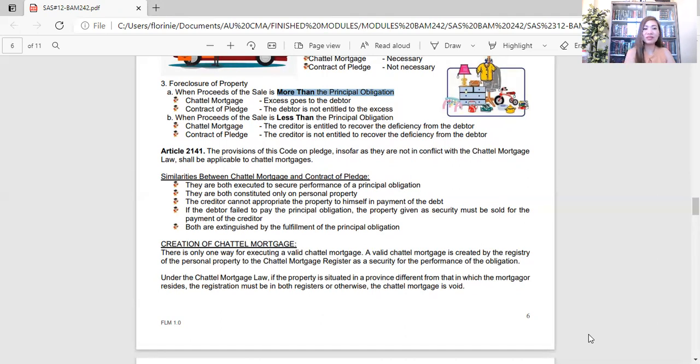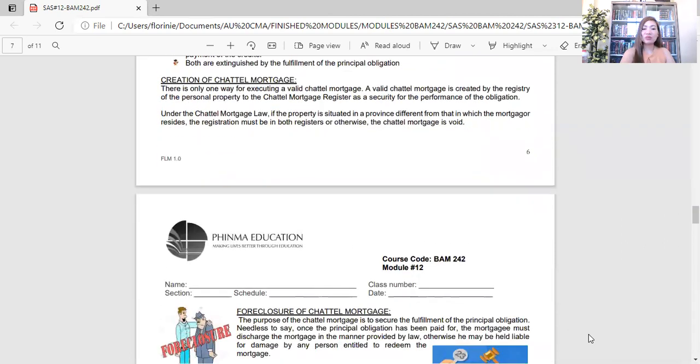Alam niyo. The creditor cannot appropriate the property to himself in payment of the debt. Check, alam niyo na yan. If the debtor fails to pay the principal obligation, the property given as security must be sold for the payment of the creditor. Foreclosure yan. Ayan. Both are extinguished by the fulfillment of the principal obligation. So those were the similarities between chattel mortgage and contract of pledge. Alam ko, malinaw sa inyo yung lima niyo. Okay, paano ba nakikreate ang chattel mortgage? Kahaba pala nitong module number 12.